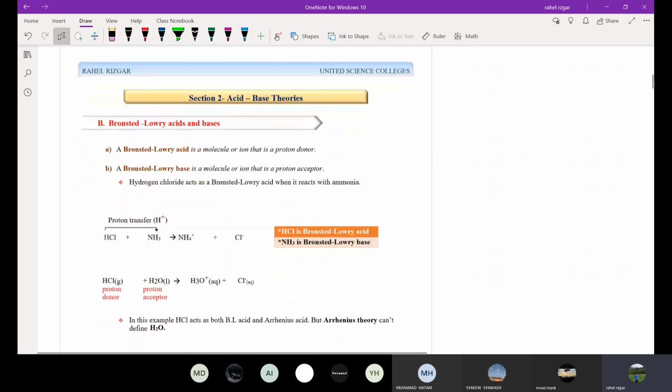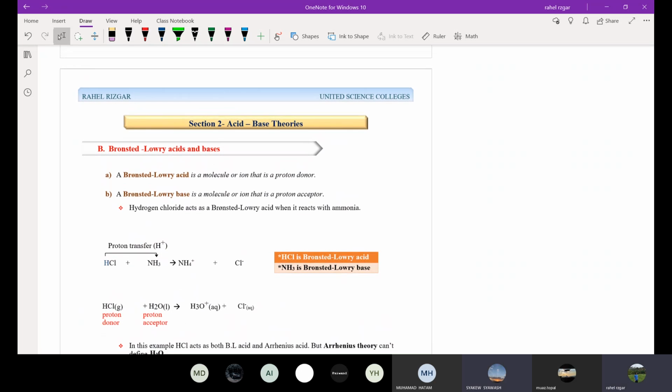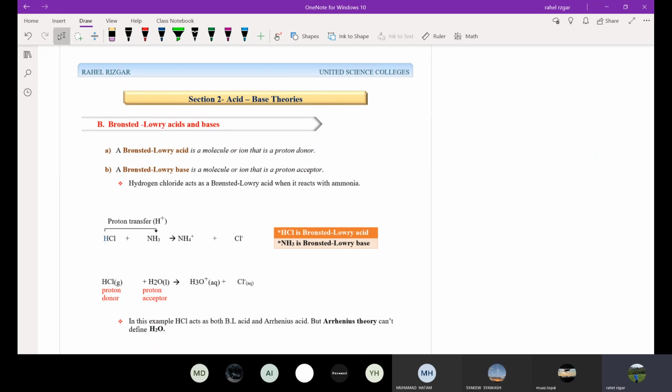Okay. Let's start with section 2. Section 2, the second definition. Now we start with acid-base theory again. So the first definition was Arrhenius. The second definition is Bronsted Lowry. It's named after two scientists. One of them is Bronsted, one of them is Lowry.